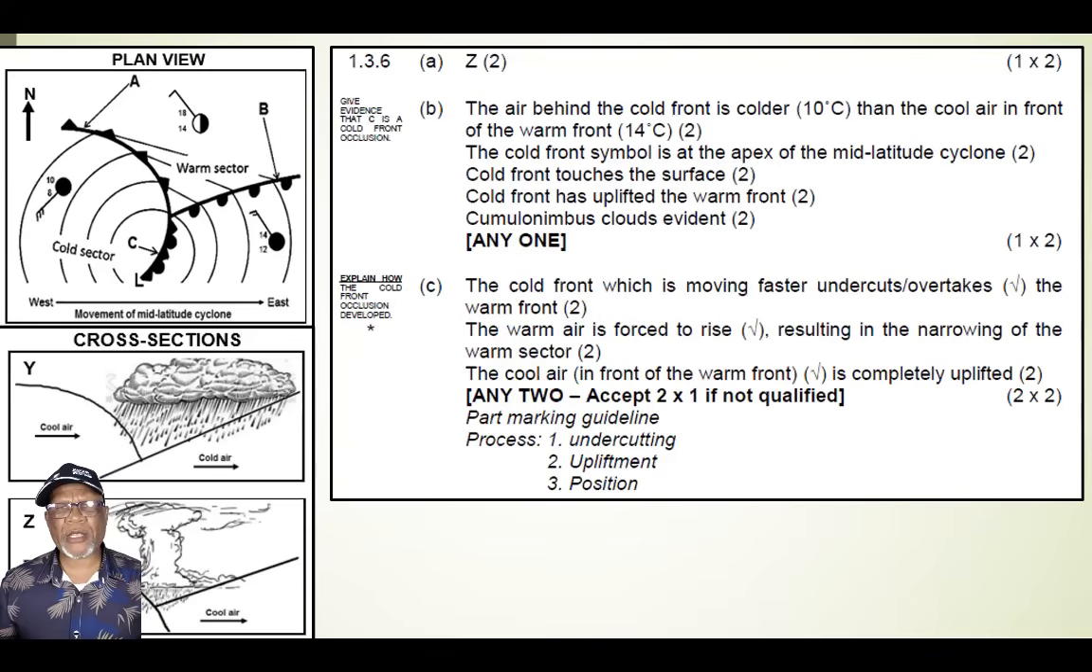It's going to go beneath the warm front, and what it's going to do is uplift the warm front completely from the surface. So that is how it's going to happen. It is steeper. Because of the steeper gradient, it moves faster, and when it moves faster, it undercuts the warm front, and after undercutting it, it completely removes it from the ground.